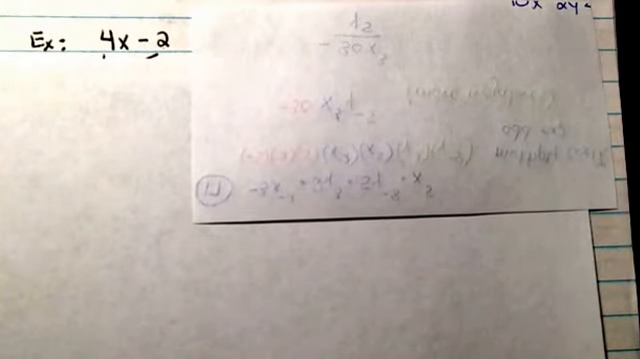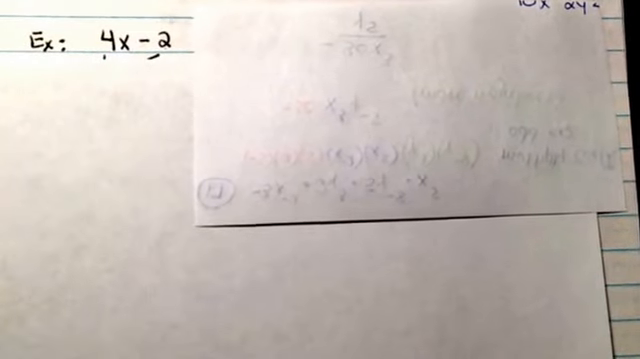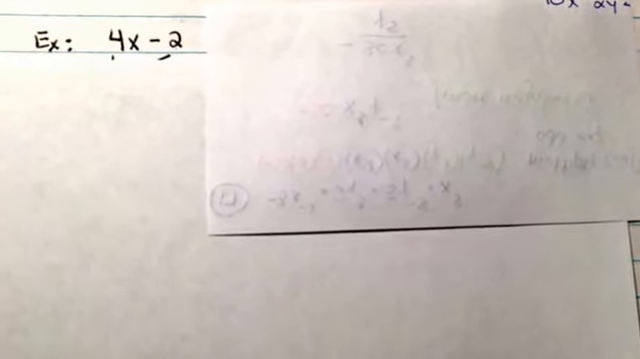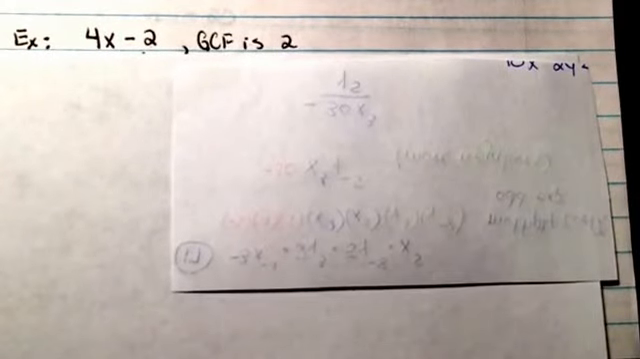All right, example 1, we've got 4x minus 2. First, you've got to figure out what your GCF is. 4, 2. Largest number that goes into both, it's a 2. So our GCF is 2. We pull that outside of the parentheses.